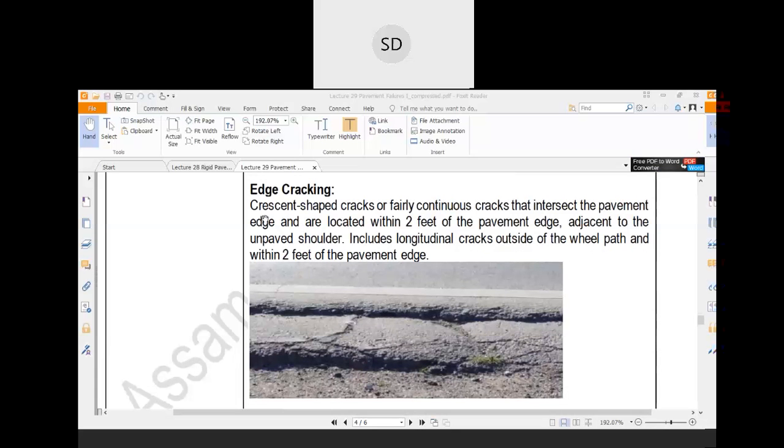Now, this type of cracks would be generated along the edge of the flexible pavement and are located within 2 feet of the pavement edge, adjacent to the unpaved shoulder. It includes longitudinal cracks outside of the wheel path and within 2 feet of the pavement edge. So this type of failure along the longitudinal direction in each portion of the pavement is called edge cracking.